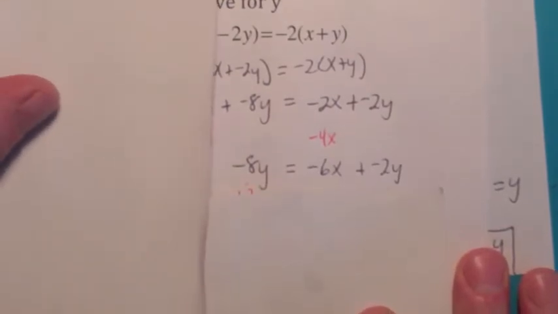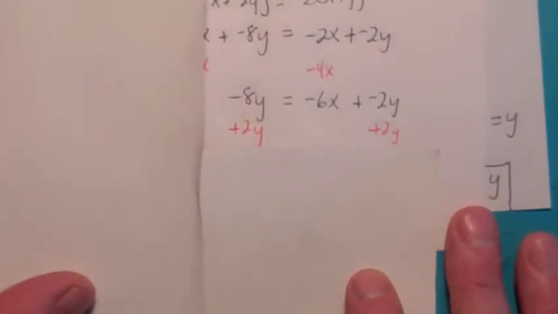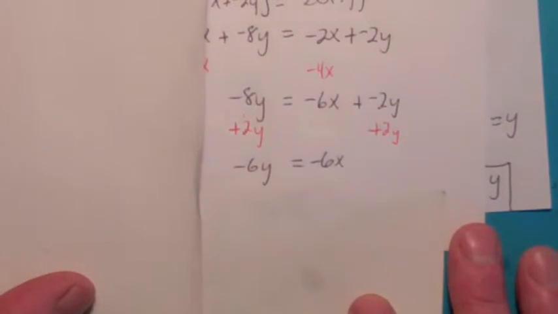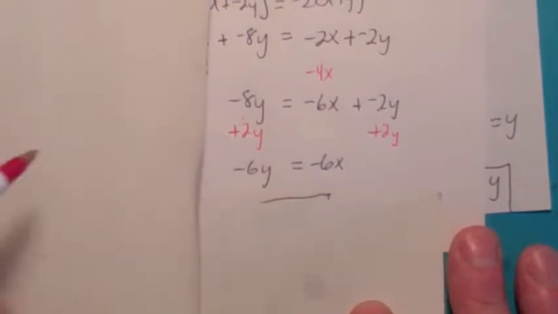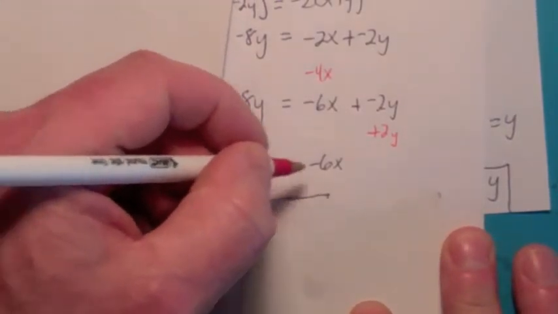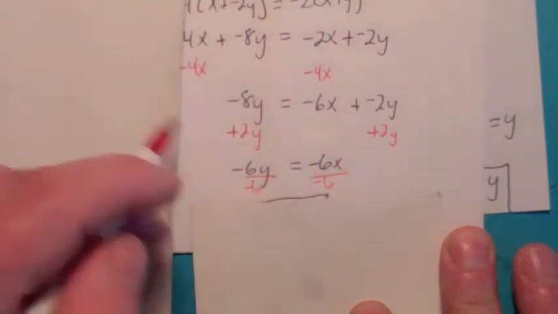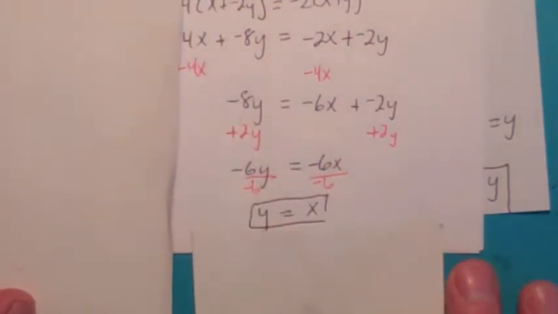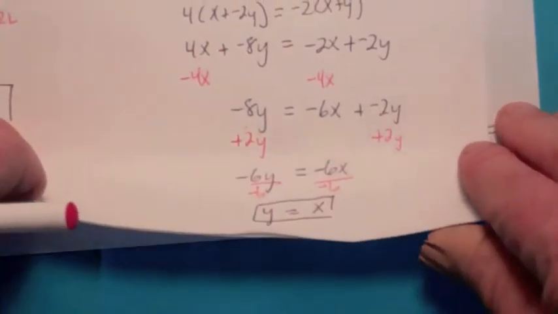Now to get the Y's together, don't we have to add 2Y to both sides? So this is where we're at. We get negative 6Y equals negative 6X. To get Y by itself, you divide by negative 6 on both sides. So on the left side you have Y, on the right side you have X. That's right.